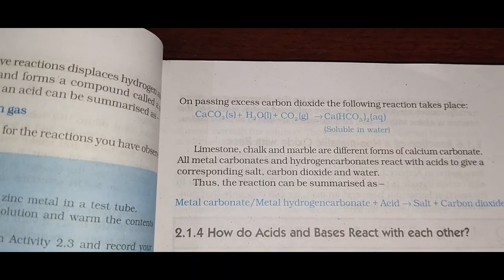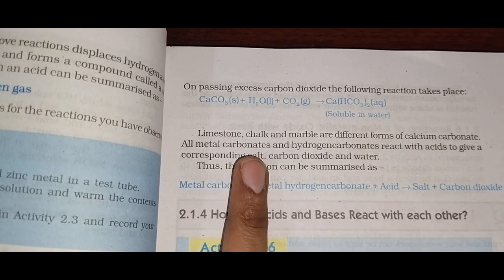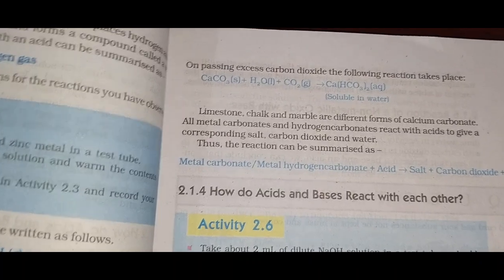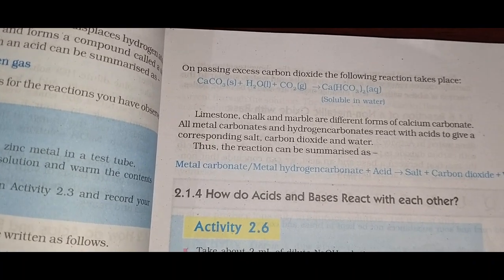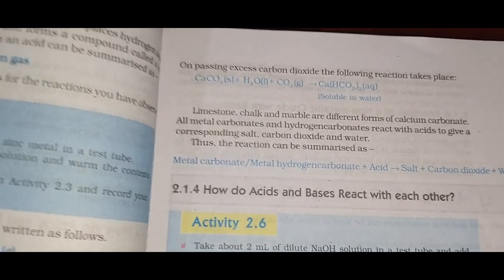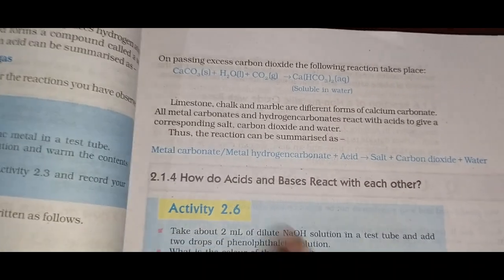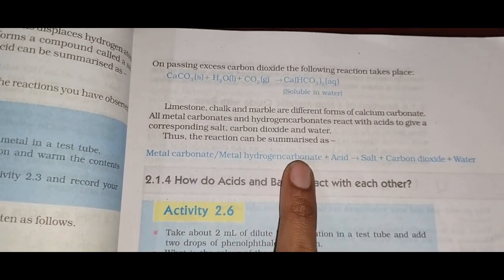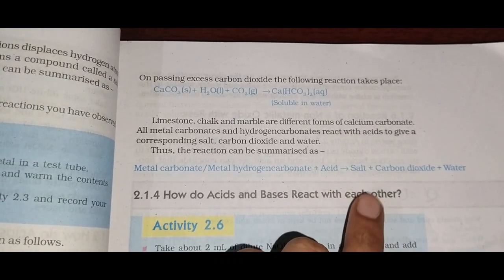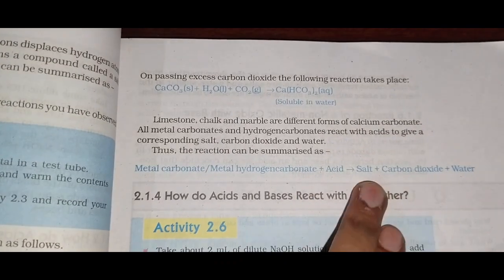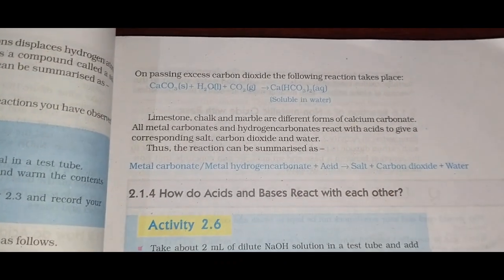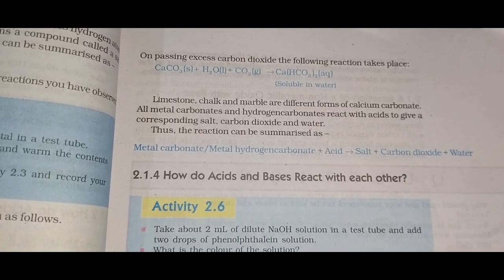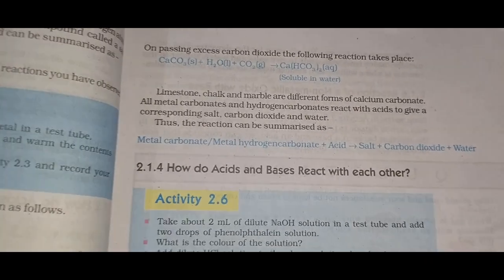Limestone, chalk and marble are the different forms of calcium carbonate. So all the metal carbonates and hydrogen carbonates react with acids to form the corresponding salts, water and carbon dioxide. The generalized equation: metal carbonate or metal hydrogen carbonate reacts with acid to give salt, carbon dioxide and water. We know that we can test carbon dioxide by using calcium hydroxide, that is nothing but lime water.